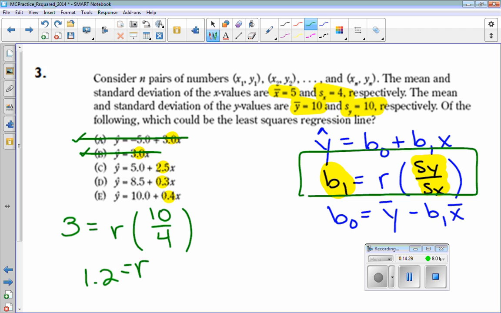There's one thing I didn't tell you about line of best fit. This is a good place for this to come into play. The point X bar, Y bar is actually on the line of best fit. That's pretty important. So let me say that. The point X bar, Y bar, it's the mean of the X's and the mean of the Y's. It's actually on the line of best fit.